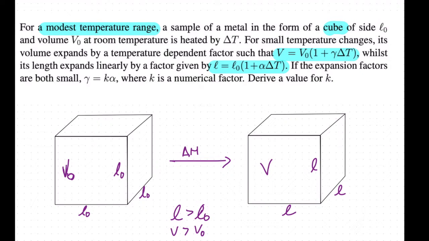If the expansion factors are both small, so this is actually going to be important, and we know that gamma is equal to some constant k times alpha, where k is a numerical factor, derive a value for k. So we know that k is a numerical factor, so from this we can take two hints. We're going to have to approximate. Because they want a value for k and we want to derive a numerical factor, we're going to try to approximate. So first of all, we have a cube with lengths L0 and volume V0.